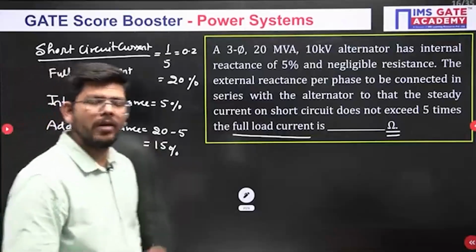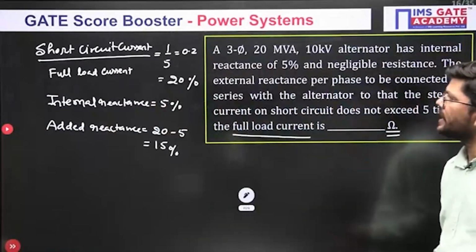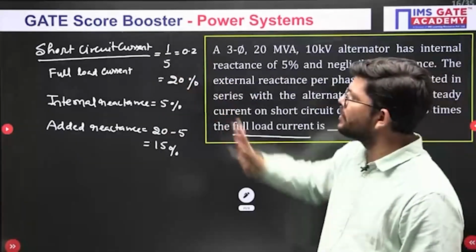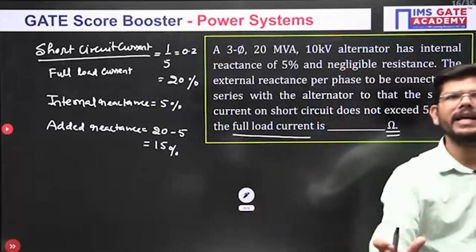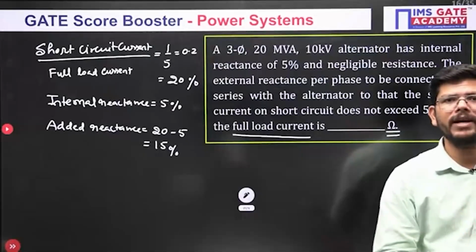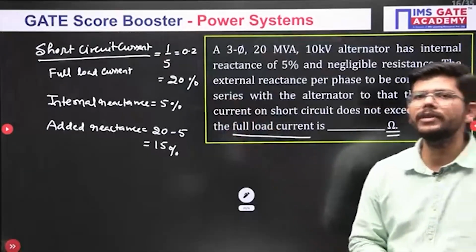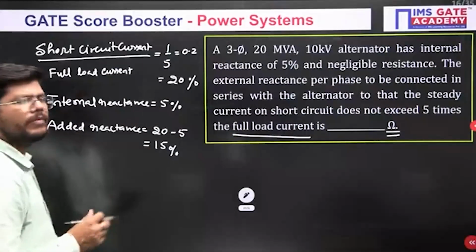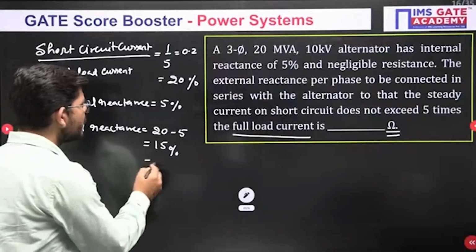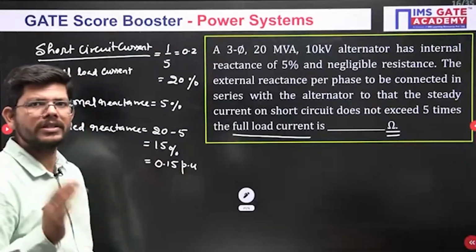Okay, so from the given condition you can simply find out that when you are adding some reactance, this is what is happening. So 20% is the change happening after the reactance. So how much reactance have we added in series? Already we have 5%, so we have added 15% more. That's why total reactance becomes 20%. So we got the answer that added reactance will be 15% or 0.15 per unit.